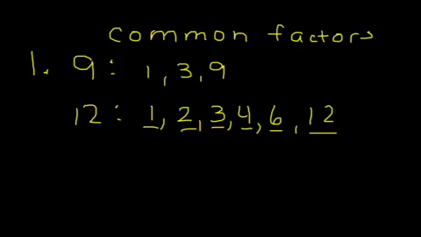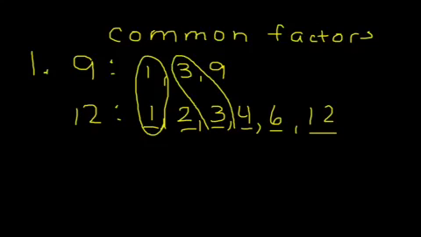If I want to find the common factors, I'm going to circle all the ones that are the same. The 1s are the same, and the 3s are the same. So my common factors are 1 and 3. And I've listed the common factors.